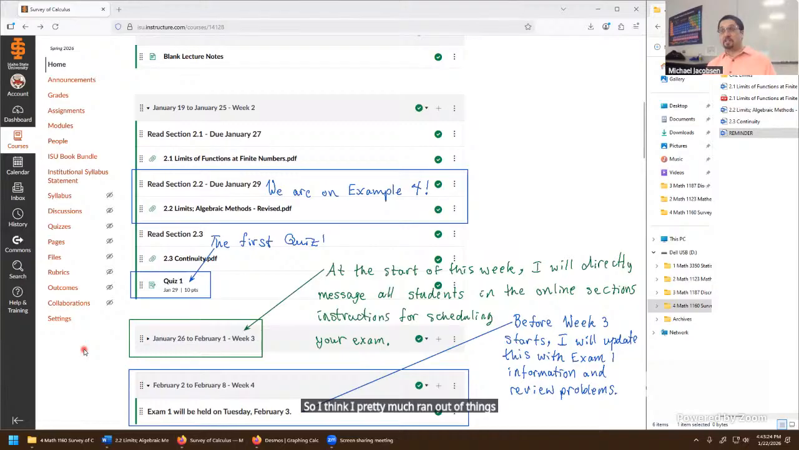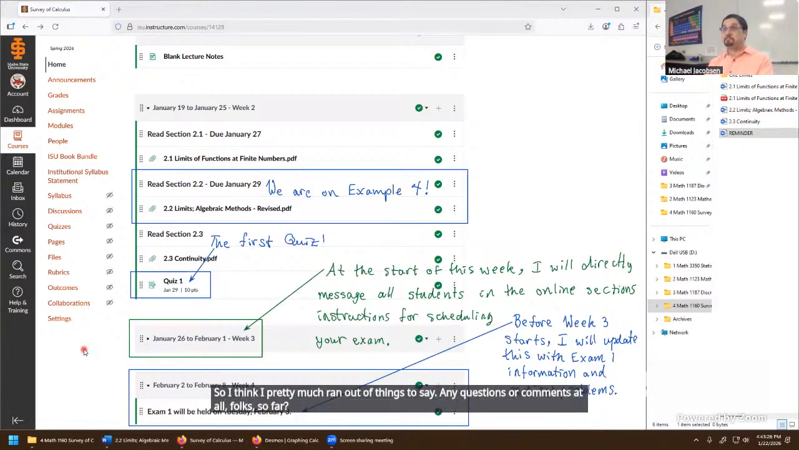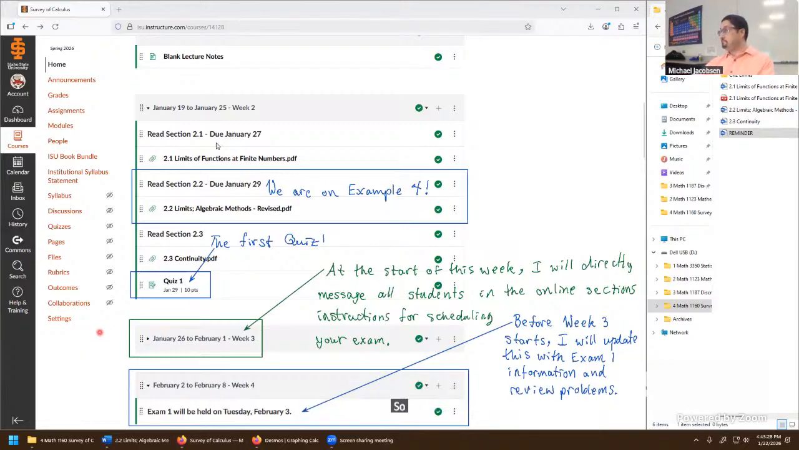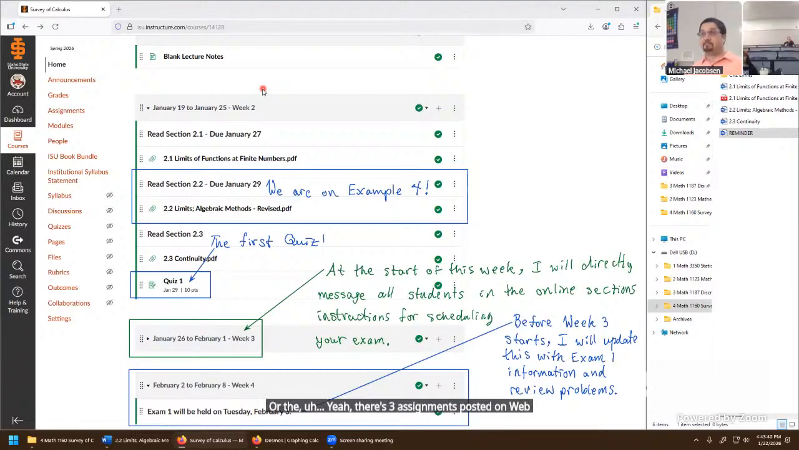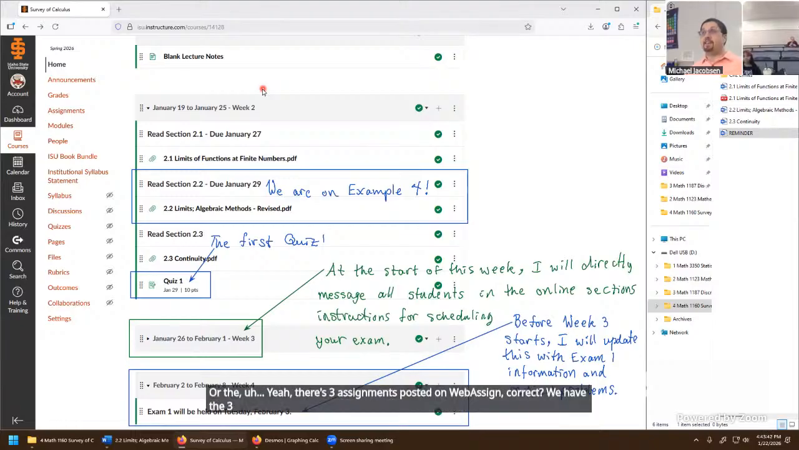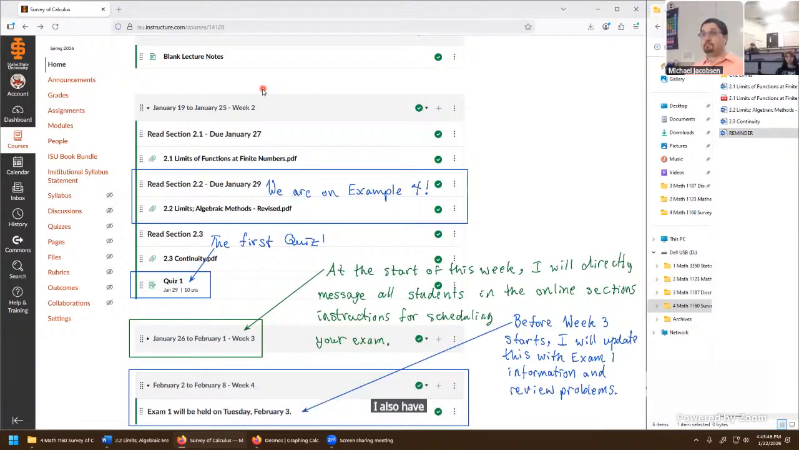Any questions or comments at all, folks, so far? Yeah, go ahead. I haven't checked it, but homework-wise on the website, I think we have 2 or 3 assignments already up. Yeah, there are 3 assignments posted on WebAssign, correct? So we have the 3 assignments on the website. Yeah. We also have quiz one and exam one.